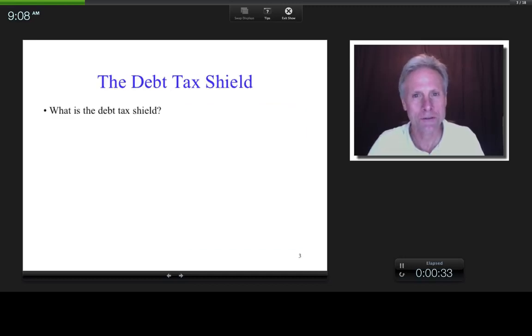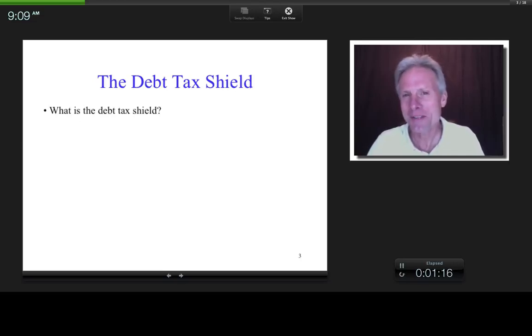So what is the debt tax shield? Well, what does a shield do? Just in general, what does a shield do for you? Protects you from something, right? So what do you think this shield is protecting you from? Well, it's probably protecting you from taxes, which means you're paying more taxes or fewer taxes if it's protecting you from taxes. Fewer taxes, right? And what do you think is enabling you to pay fewer taxes? Well, the fact that you have debt. And that's why you have what's called a debt tax shield. Because you have debt, it shields you from taxes.